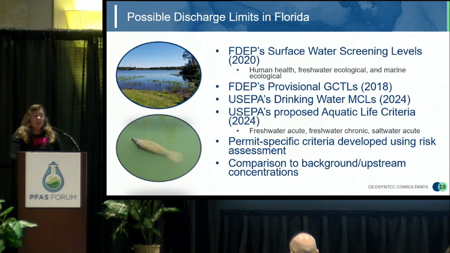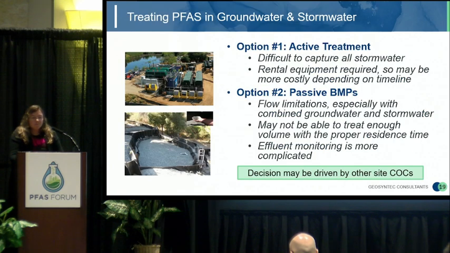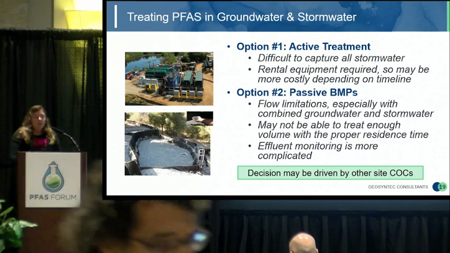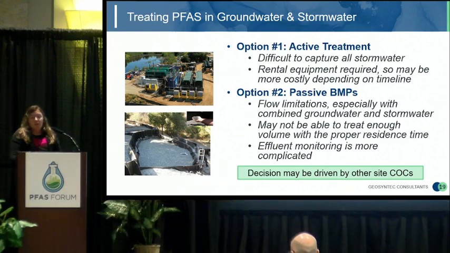And then two other options that are not as straightforward but could be calculated are permit-specific criteria using risk assessment based on the site and the specific receptors around it. And then you could look at background concentrations and compare your discharge concentrations to those to maybe demonstrate that you're not contributing additional PFAS to a surface water body. And so if you're going to treat a mix of groundwater and stormwater, there's kind of two main buckets. There's an active treatment system, which is traditionally what we think about when we think about dewatering treatment. And then there's passive treatment, which is what we typically think about with stormwater treatment. And so when you combine those two things together and are trying to use one treatment option, it can become challenging.